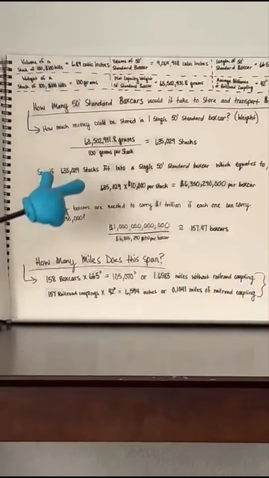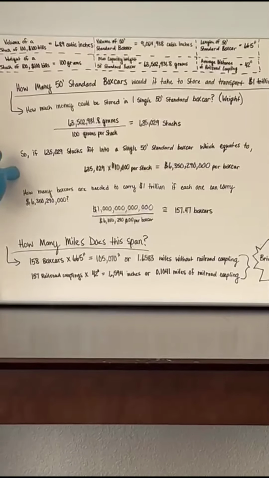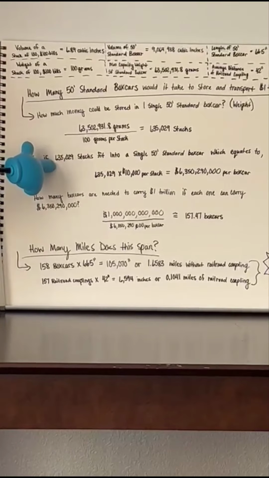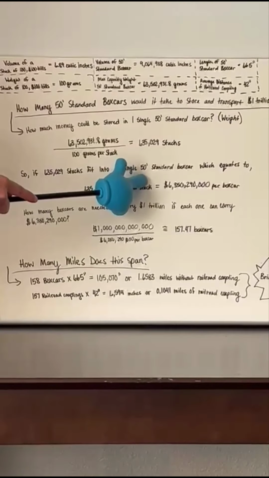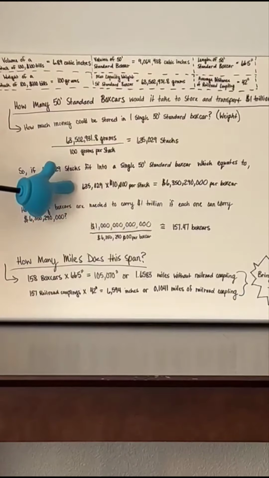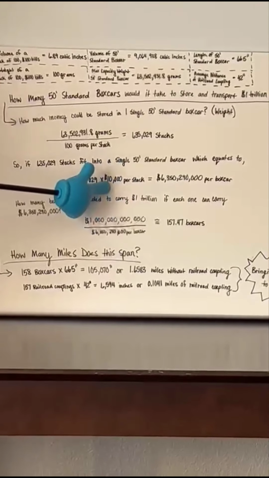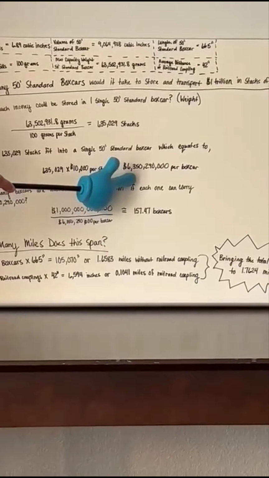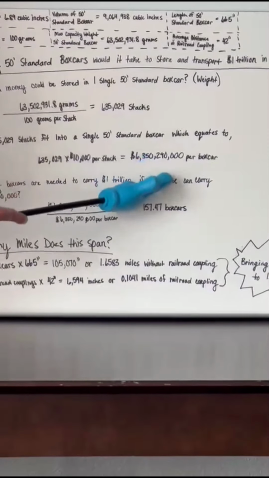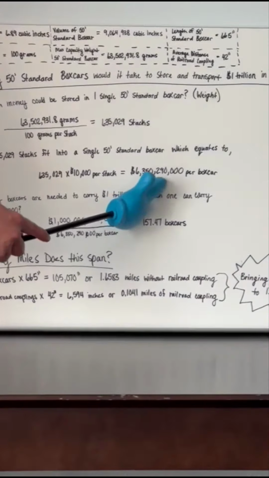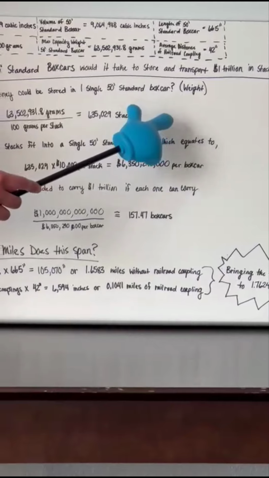So now let's finish the calculations for weight. So if we know that weight-wise and volume-wise that 635,029 stacks will fit into a single 50-foot boxcar, this then equates to 635,029 times $10,000 per stack, giving us a total of $6,350,290,000 per boxcar that would fit with regards to both weight and volume.